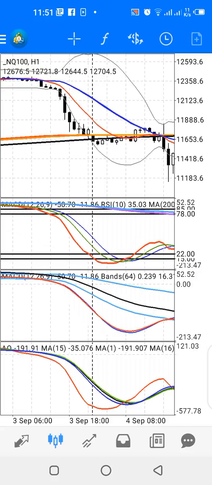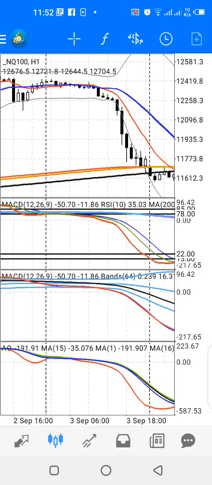Today we'll be looking at a strategy you can use to trade Nasdaq 100. All right, I have Nasdaq 100 on my chart, 1 hour time frame, and I have 4 windows.